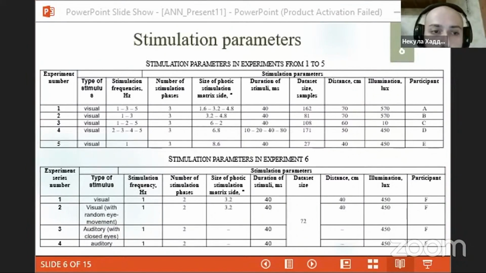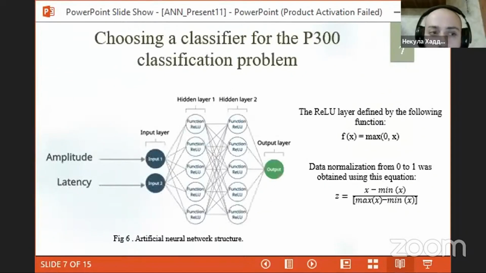The experiment paradigms used in our study are clearly represented in these tables. As you can see, in each experiment different stimulation parameters have been chosen, like stimulation frequency, size of photic stimulation matrix size, with visual and auditory stimuli. An artificial neural network was used as a classifier for P300, which has 2 inputs according to the number of chosen features, 2 hidden layers with 5 neurons, and 1 output, with an activation function ReLU.